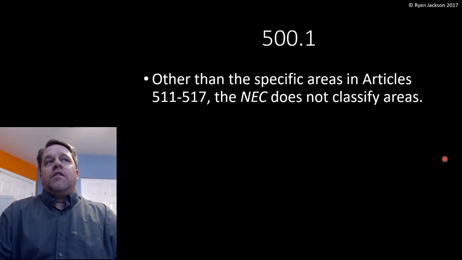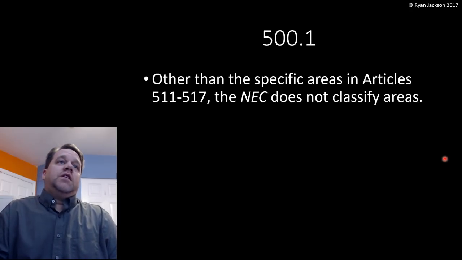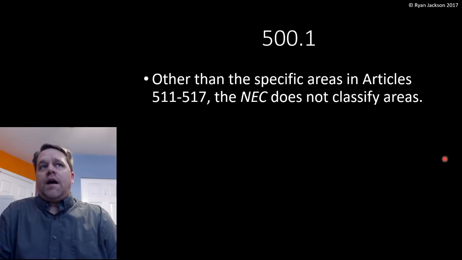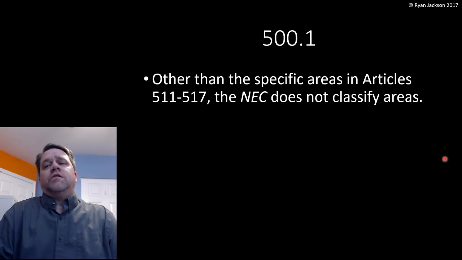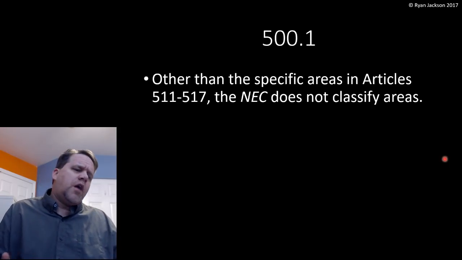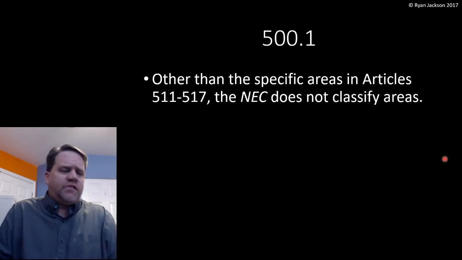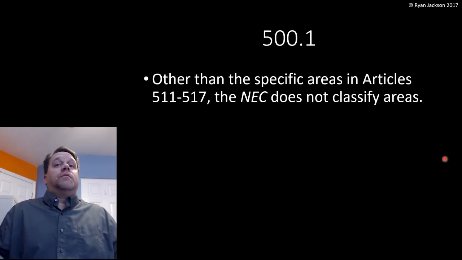500.1. Other than the specific areas in Articles 511 through 517, the code does not classify areas. This is critically important. The code does not tell you. I get calls all the time. I'll have somebody call me up and they'll say, "Hey Ryan, I'm wiring a building and they've got methane gas. What class and division is that?" And I don't answer because I can't.